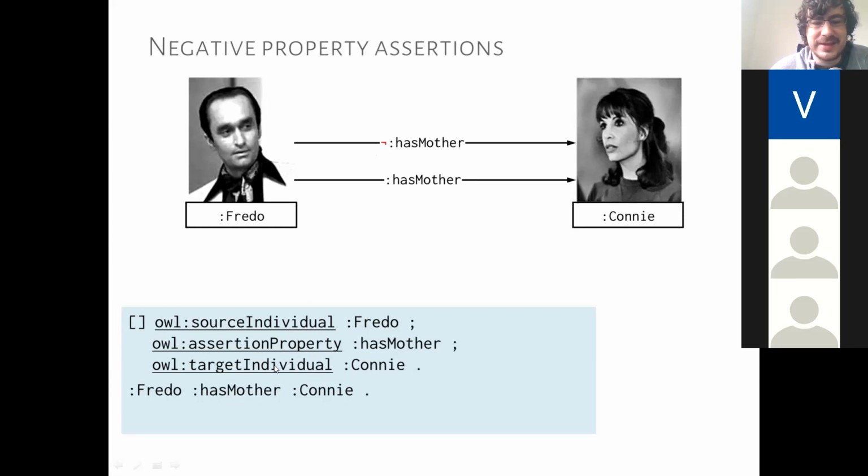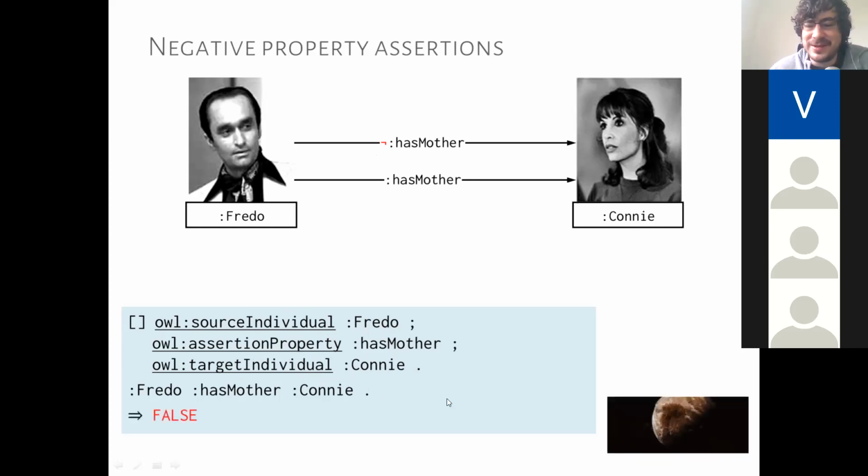So essentially this is the negation of a triple. This is the negation of the triple Fredo has mother Connie. It says this does not hold. And then we say that it does hold. So again, we cause the world to implode. We have an inconsistent world.